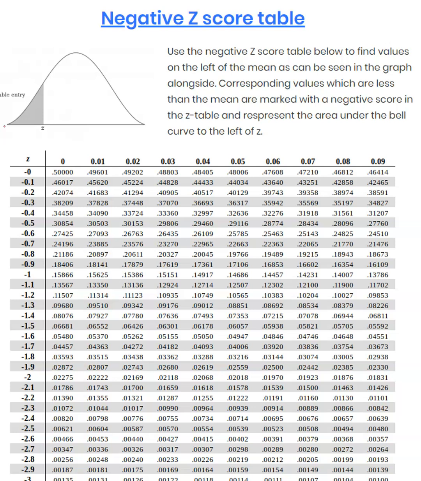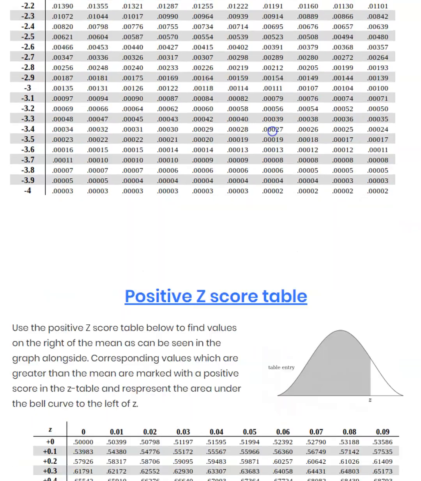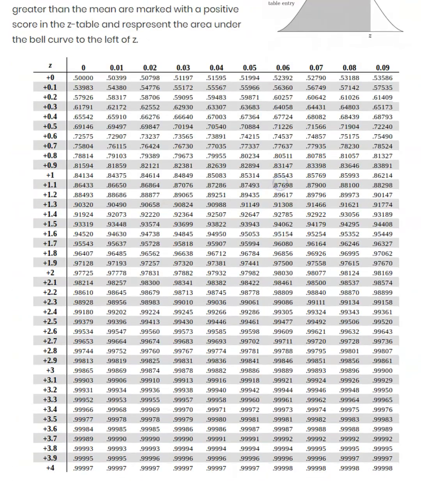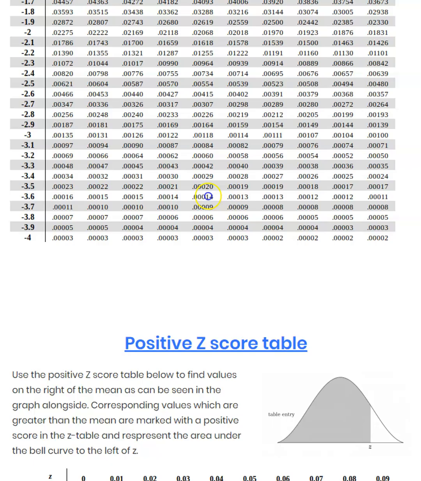Okay? All right. And then we have the negative z-score table. We also have a positive z-score table. So this has positive z values. And you know that is true because we have the positive and the negative values for z, because they will be on either side of your mean mu, which is 0.